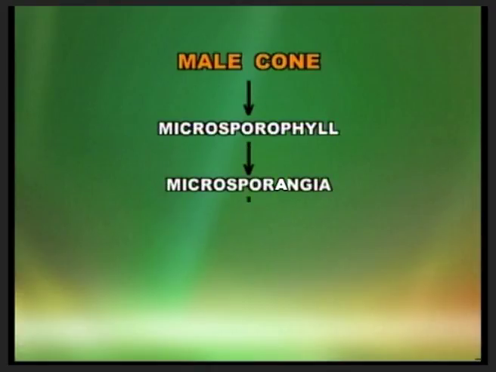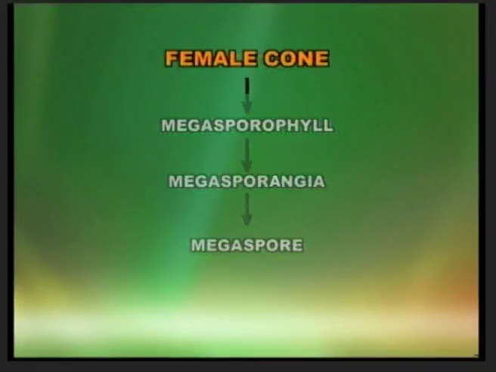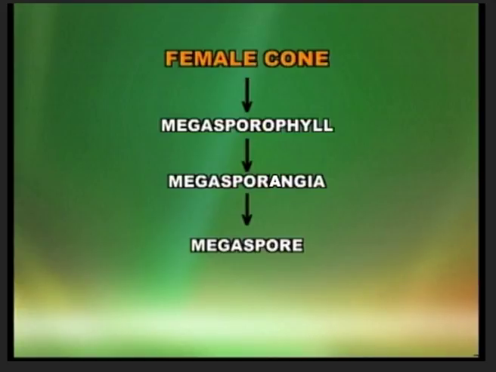When we come to male cone, it is made up of microsporophylls, which have microsporangia filled with microspores. Let's talk about female cone. It is made up of megasporophylls, which have megasporangia and megaspores. This is how male and female cones are formed.